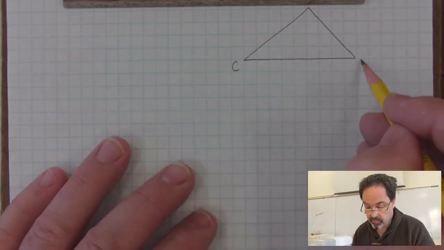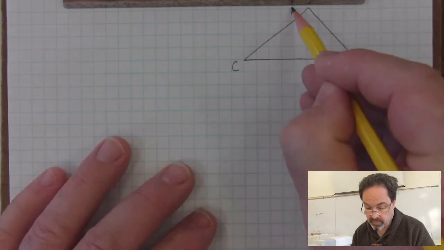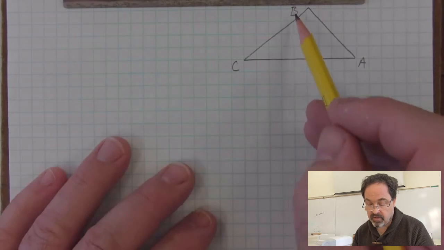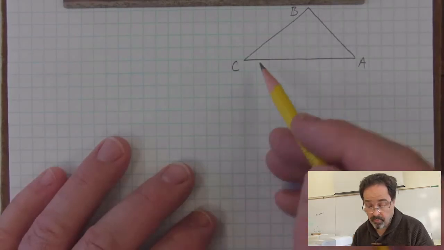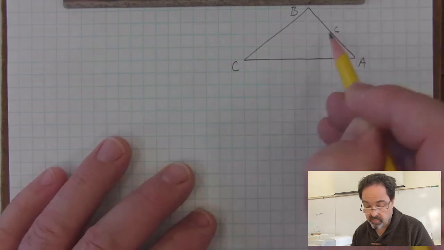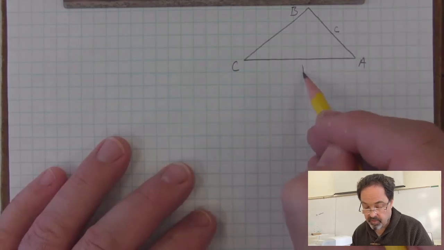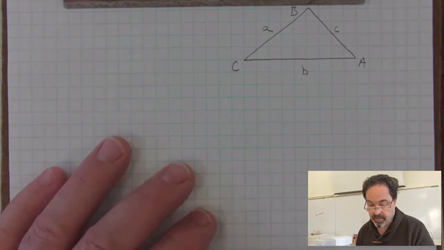I'm going to label the vertices of this triangle A, B, and C. And by convention, the side that is opposite is labeled with the same letter, but in lowercase. So this will be side C, since it's opposite angle C. And side B, opposite angle B. Side A, opposite angle A.